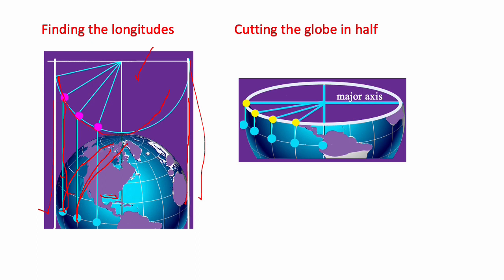You could also cut a globe in half, and the longitude then would be connected to lines that go to the center of the ellipse, and they would again be wider in the center and narrower on the edges.